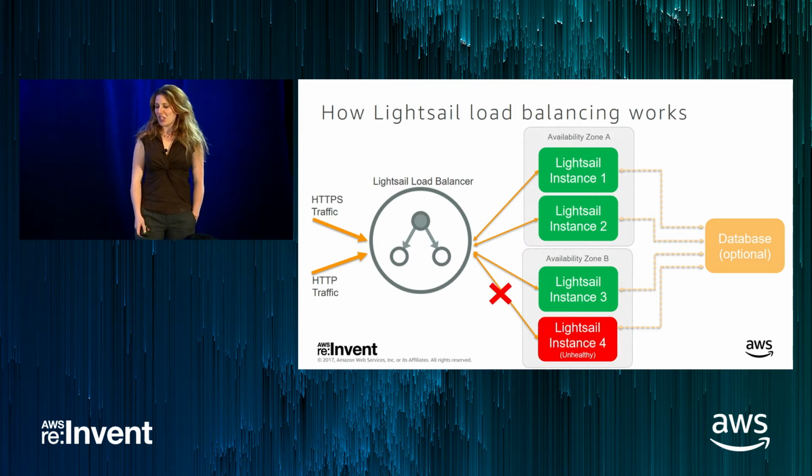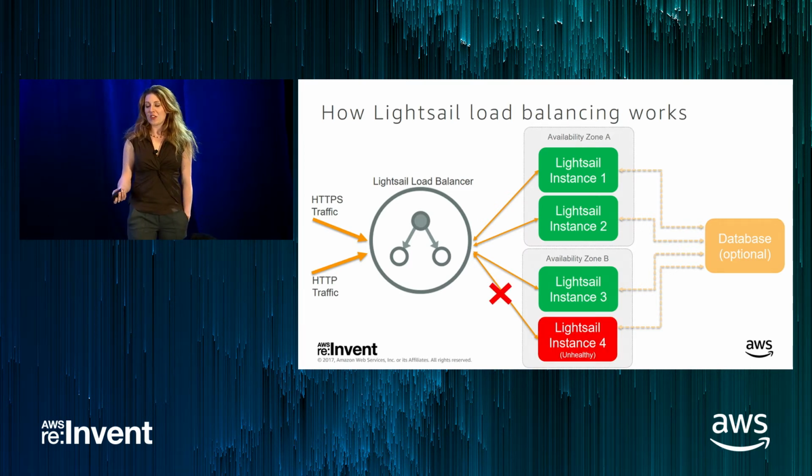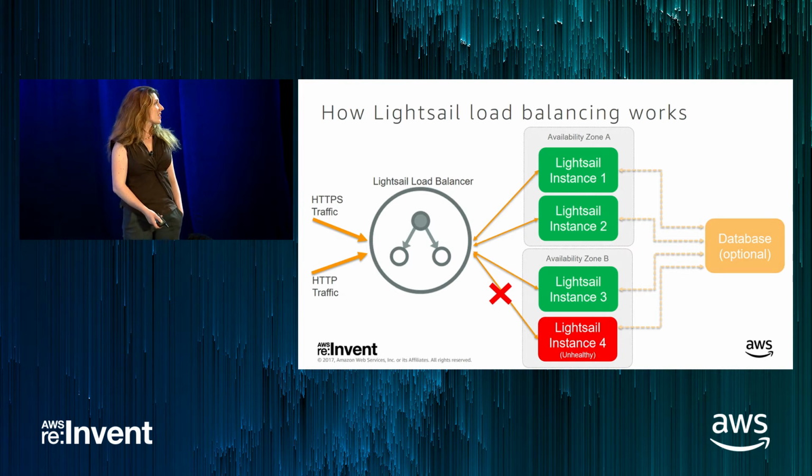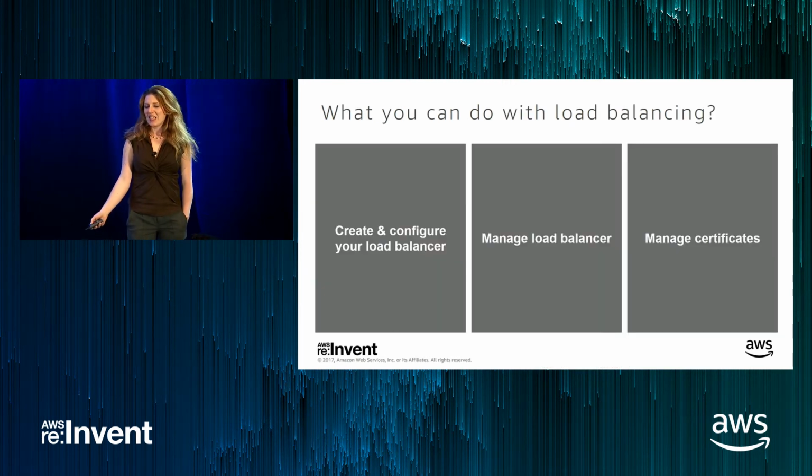And then finally, as I mentioned, if the traffic on instance 4 is down for some reason and the health check comes back as unhealthy, we're not going to send traffic to that instance. We're just going to continue to route it to the 3 instances that are telling us that they're healthy.